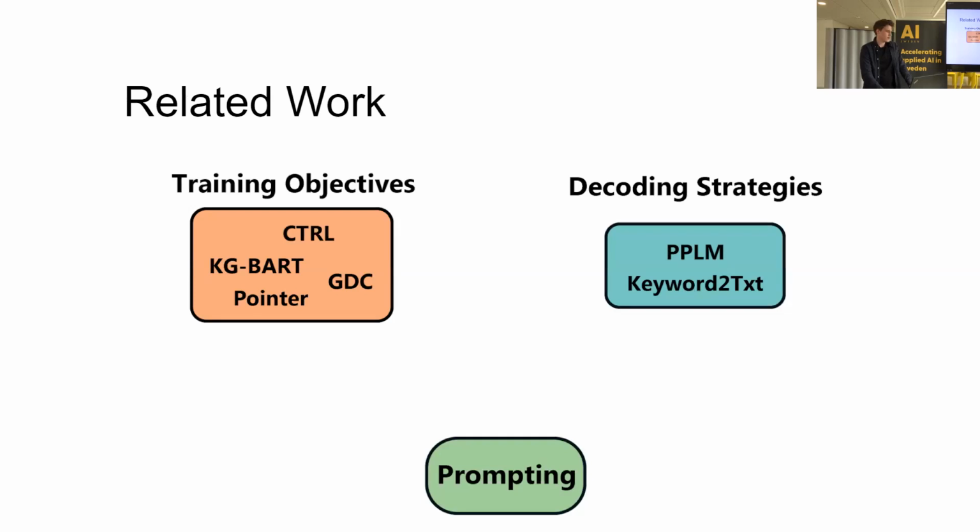So when looking at other methods for controllable text generation, we divide them into 3 different categories. First, we have training objectives, where you fine-tune your language model towards some task of controlling the model. Then we have decoding strategies, which is more plug and play, so you don't have to fine-tune it at all. You just alter the model during inference. And lastly, we have prompting, where you just tell the model what you want it to do. This may sound simple, but it's an entire field of its own.